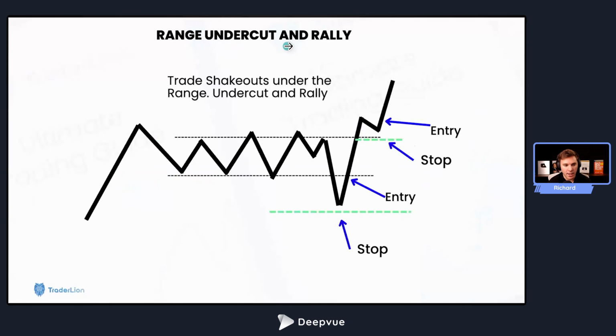The next way is an undercut and rally. This is maybe when we're trading a range and then we get a gap down in the morning and the stock gaps down below the range lows. Everybody who's been accumulating has been stopped out.